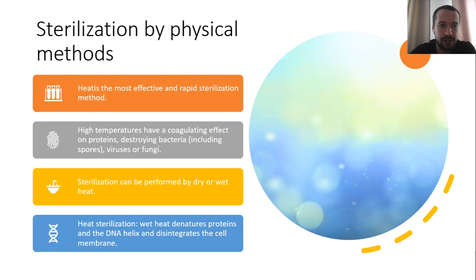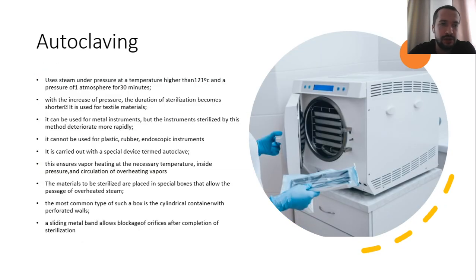Sterilization by physical methods. Heat is the most effective and rapid sterilization method. High temperatures have a coagulation effect on proteins, destroying bacteria, viruses, or fungi. Sterilization can be performed by dry or wet heat. Wet heat denatures proteins and the DNA helix and disintegrates the cell membrane. Autoclaving uses steam under pressure at a temperature higher than 121 degrees and a pressure of 1 atmosphere for 30 minutes. With the increase of pressure, the duration of sterilization becomes shorter.